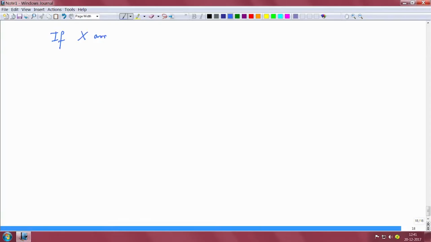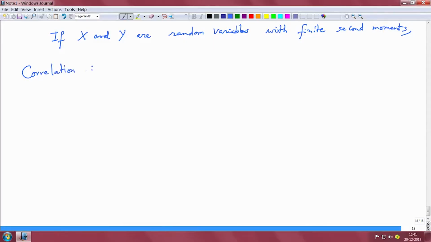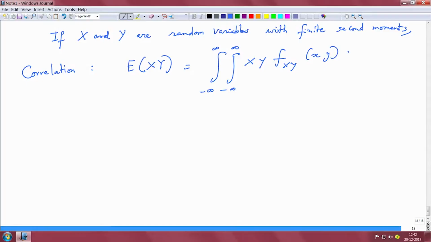If x and y are random variables with finite second moments, then we can define the following. One is the correlation, which is given by the expected value of xy, and this quantity for continuous density functions can be written as follows. It is the integral from minus infinity to plus infinity of xy times f_XY(x, y) dx dy.